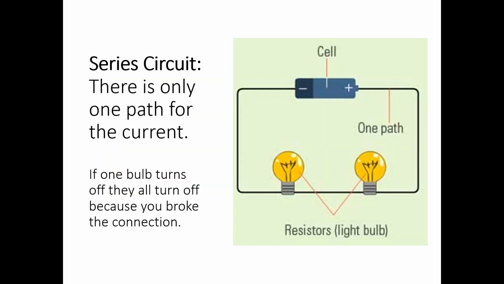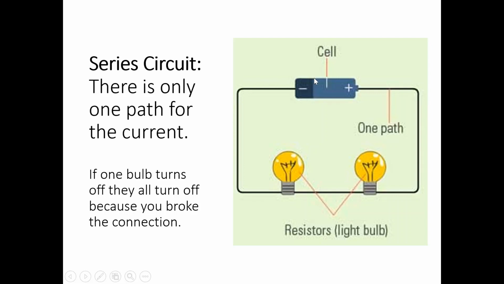Okay, a series circuit. Remember, a circuit is just a circle letting electricity go through. Okay. Now, a series circuit, there is only one path for that current. It goes this way. Remember, it goes out the positive end of the battery, down into the light bulb here, out to the next light bulb, out and back up. Okay?